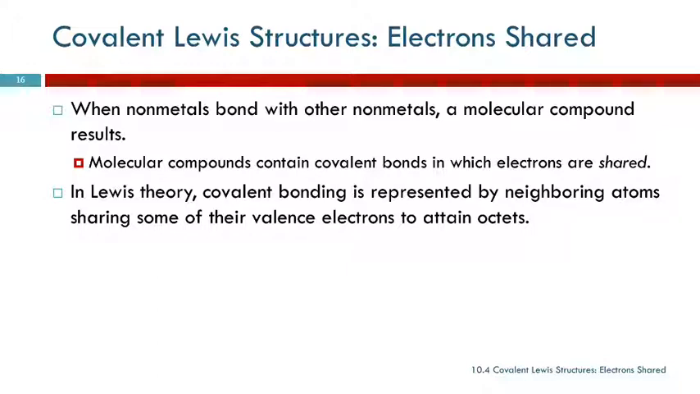So in a covalent bond, the electrons are shared. We represent the covalent bonding as neighboring atoms sharing their valence electrons to obtain an octet. If you share something with someone, then it belongs to both of you, right? So it does double duty. It belongs to me and it belongs to you.